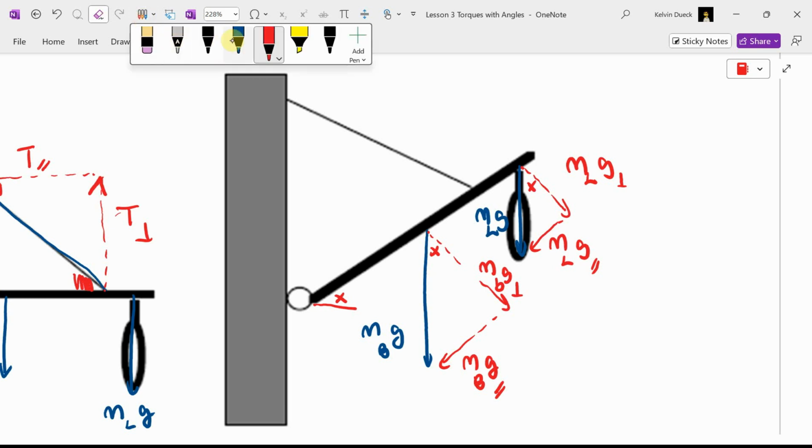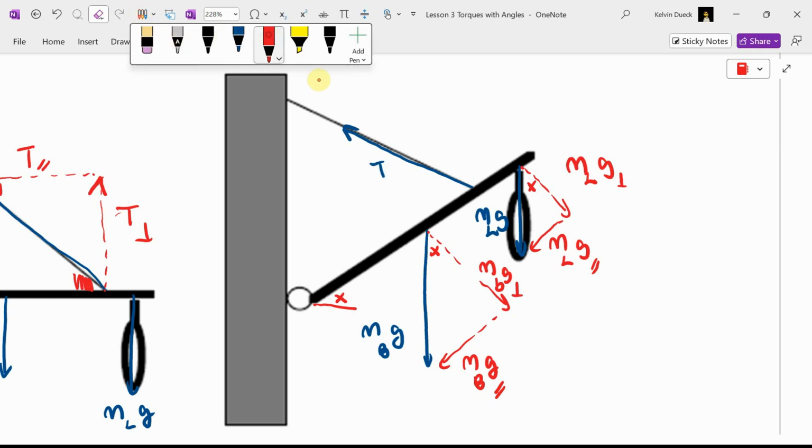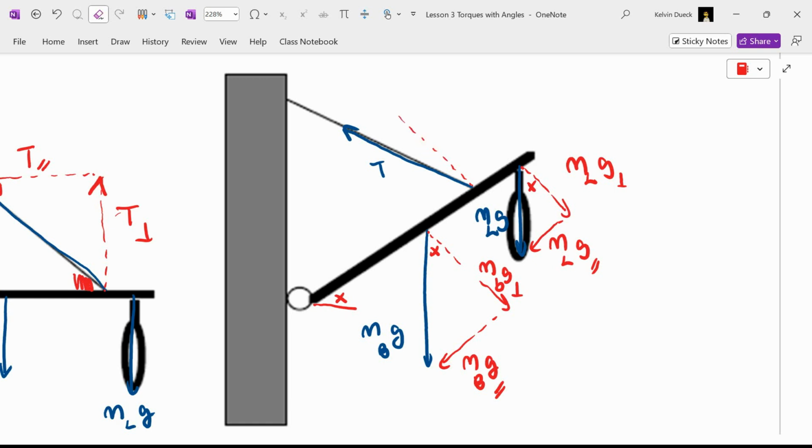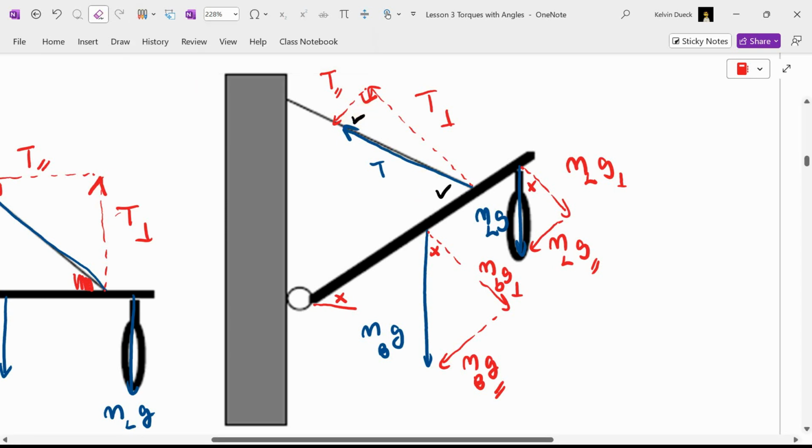Then we would have tension at an angle. We would have a perpendicular component of tension, and we would have a parallel to the beam component of tension. And for what it's worth, this angle and this angle, I'll use check marks. I used X's for the other ones. Those two angles would be the same.